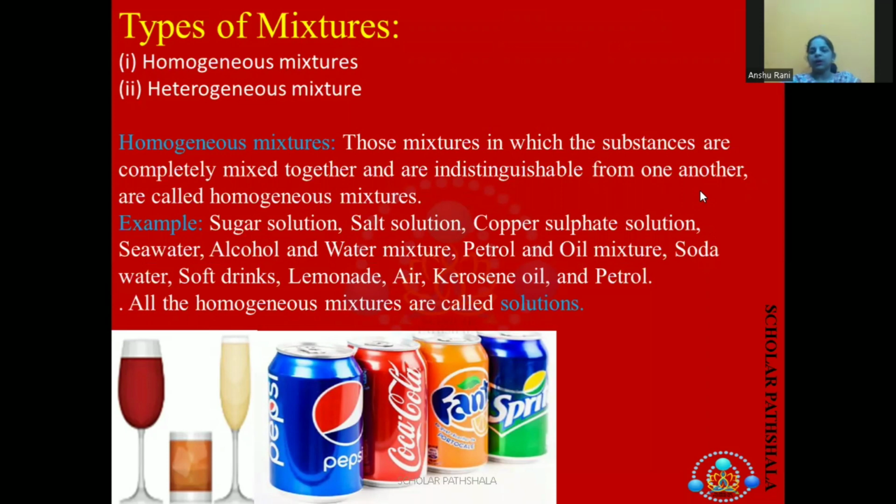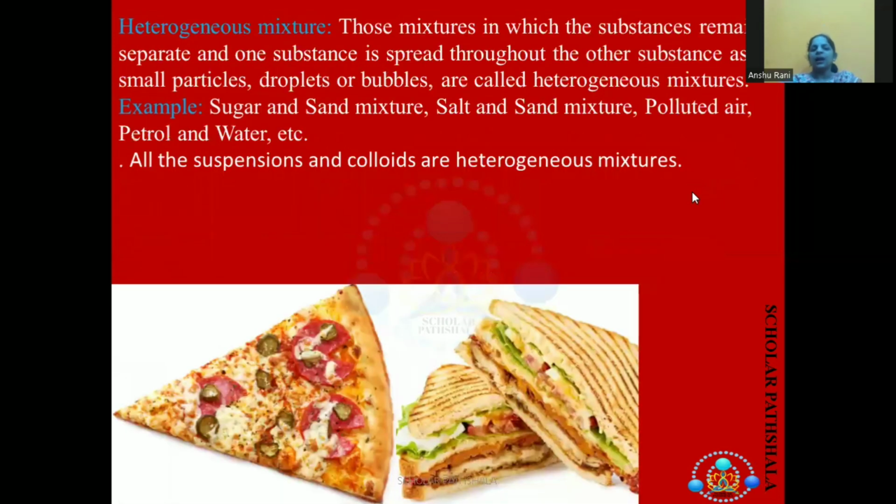You are taking a container and you are having water in it. Just add 2 spoons of salt in it and dissolve it properly. From top to bottom, you will have same color, same properties. So these properties, this ratio will be same throughout. There will be no boundaries of separation. Taste, same; color, same. All the measurable properties will be same. It is homogeneous mixture.